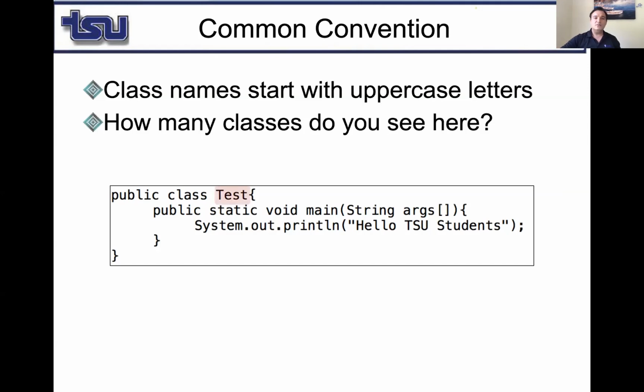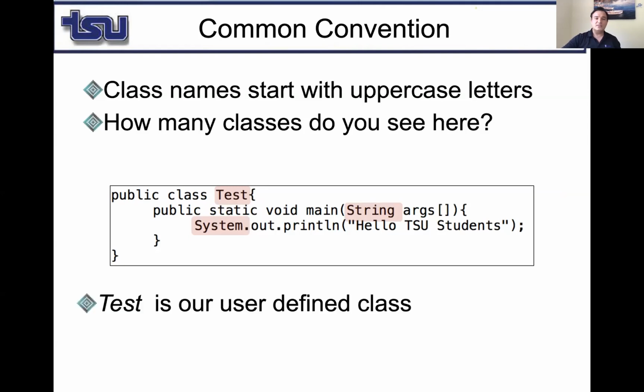I can see one right there, Test. T is capital. Well, that's a class. I can see another one, String. S is capital, String is a class. System starts with a capital S, so that must be a class too. So there are 3 classes in this simple program.